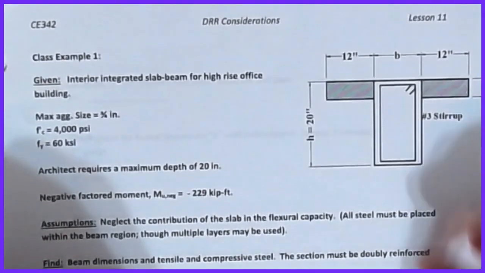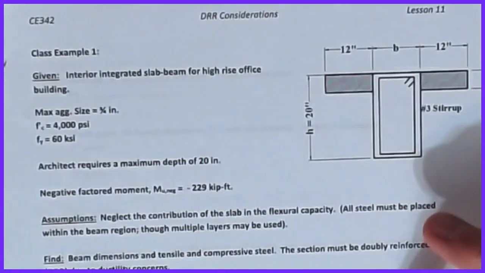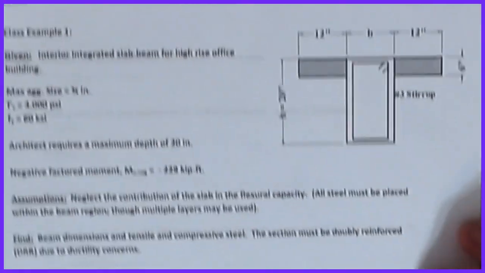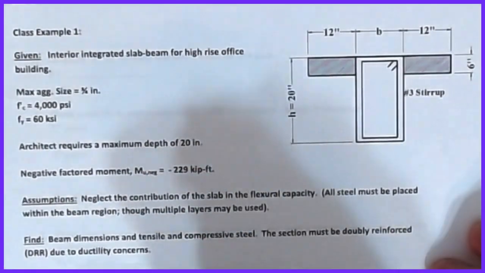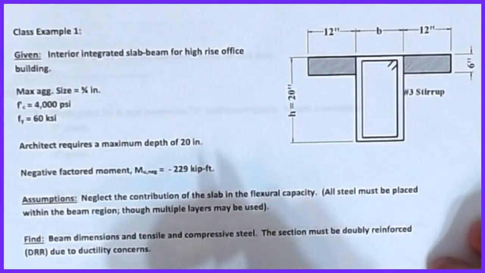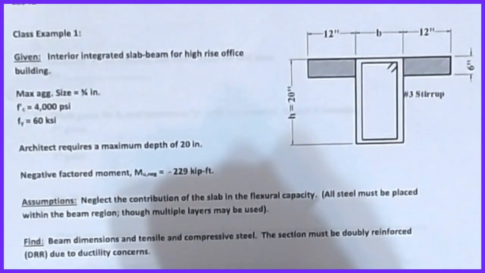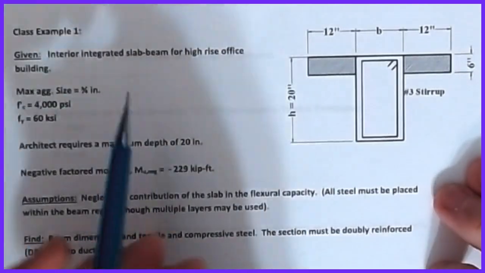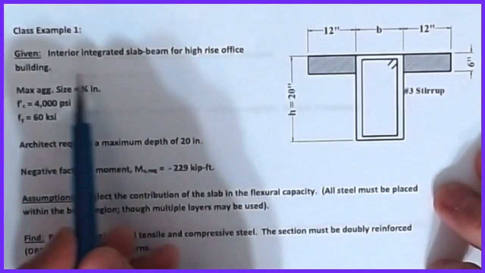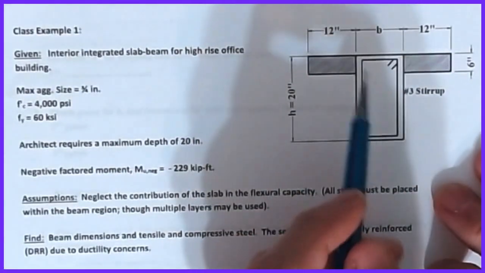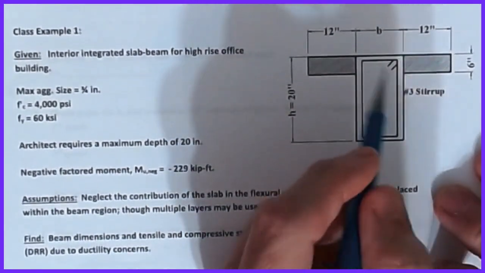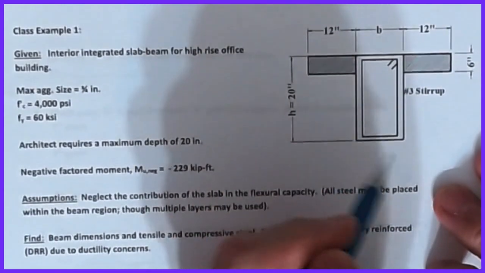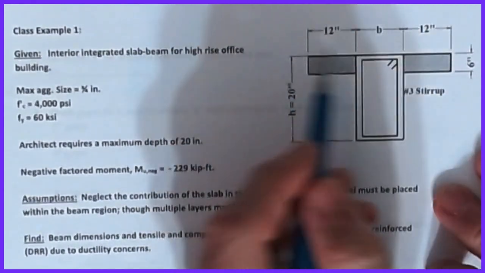Okay, so finally, kind of again the worksheet that we work through just to illustrate the thought process on these is that for doubly reinforced considerations, our first example would be looking at some sort of integrated slab beam for a high-rise office building. Now, I'm going to preface this by saying we're going to completely neglect the shaded regions. I know those of you that are familiar with concrete design are going, well, that's a T-beam, and we need to consider effective flange width.